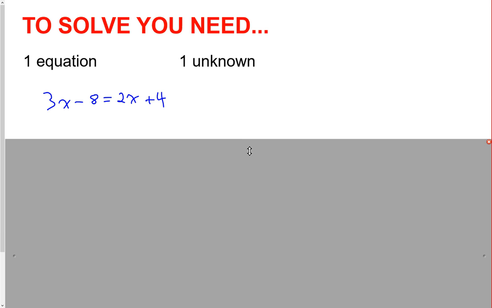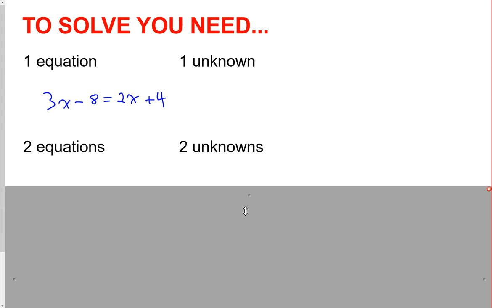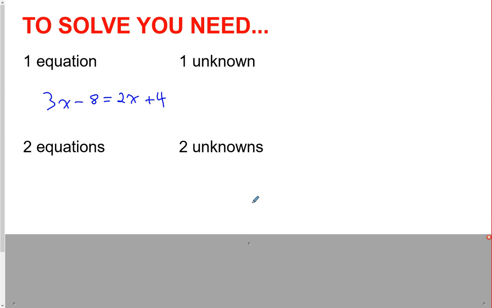But if I have 2 unknowns, say an x and a y, that means I need 2 equations to solve it. So in order to solve for two unknowns, I would need two equations. Let's say we had one that was 3x plus 2y equals 12. And let's say I had y equals 4x minus 6. I've got two unknowns, x and y, and I've got two equations. So I can solve for this. If I only had one equation, I would not be able to solve. If I got two unknowns, I need two equations.